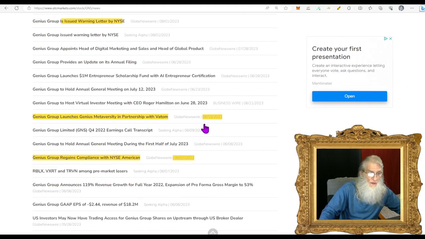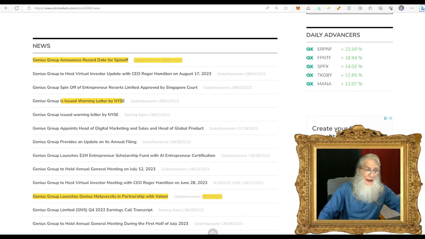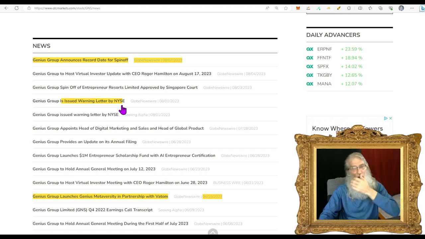They had another piece of news in June. The company launches Genius Metaversity in partnership with Vadim. Another educational course. They got lots of different courses. And I don't know how many different organizations they're working with. Then they got a warning letter from the New York Stock Exchange. This is the first time I've seen one of these. They said too much on Twitter.